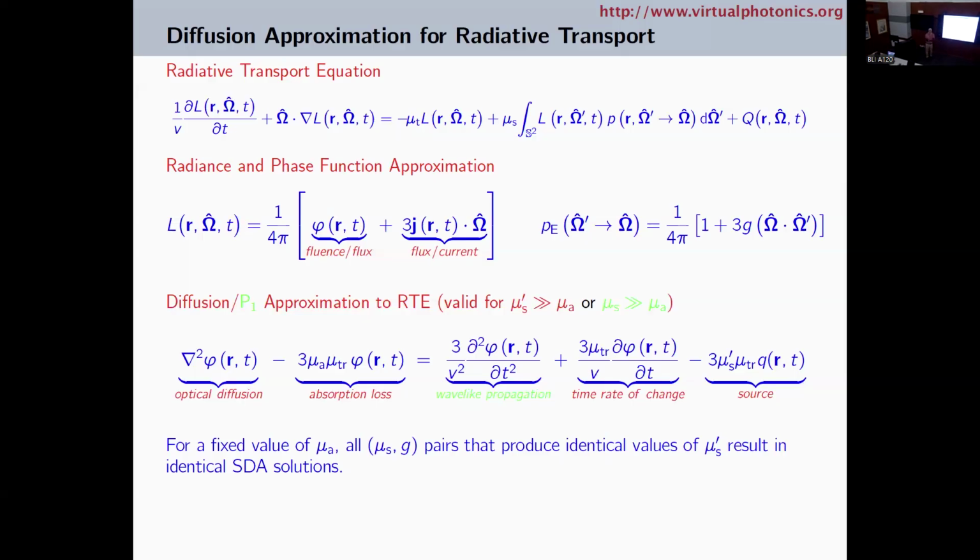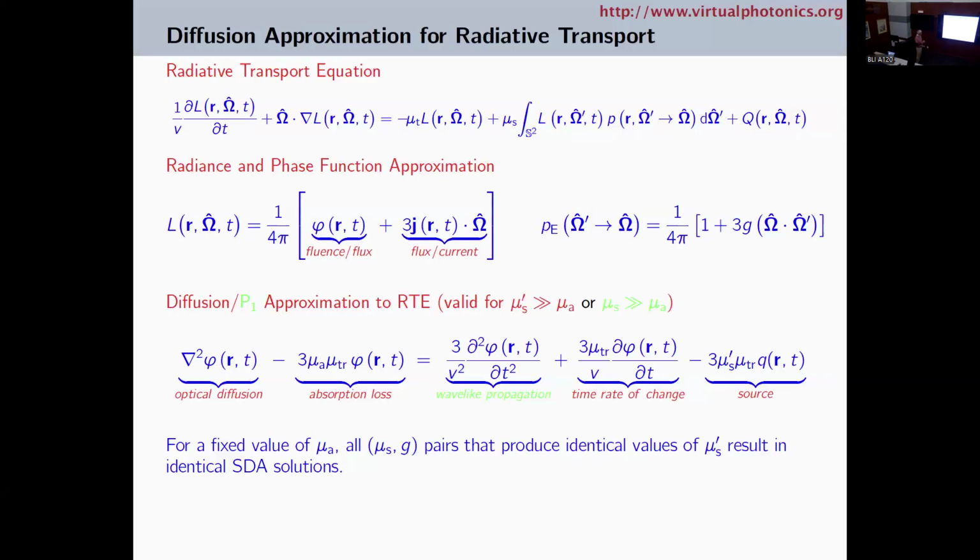So mu S no longer appears as an independent variable. Wherever you see mu S, it's in the form of mu S prime. And then here mu TR is mu A plus mu S prime. So you lose sensitivities to the single scattering coefficient. And so basically for a given value of mu A, all pairs of mu S and g that produce the same value for mu S prime give you the same solution. So you lose sensitivity to the details of the angular distribution.